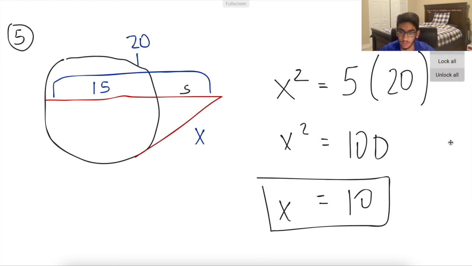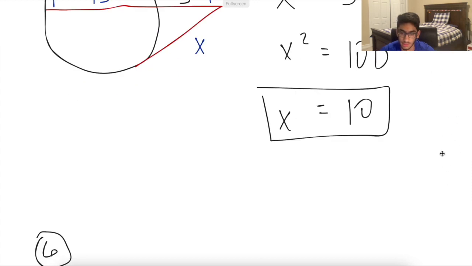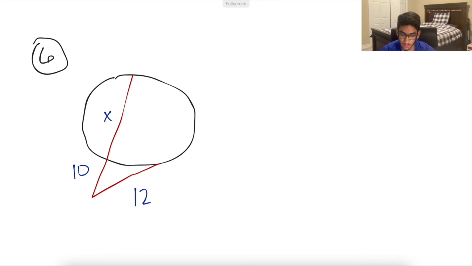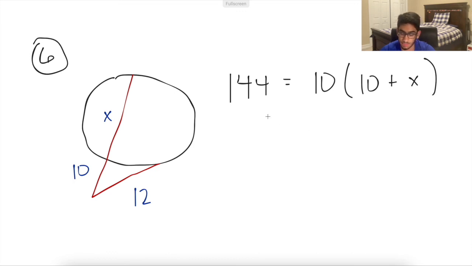So yeah. And then our last problem of the video. And so same scenario, same formula. Tangent squared, so our tangent in this case is 12. So 12 squared, 144, equals outside times whole. So the outside is 10, and the whole, just like the last type, you gotta do 10 plus x, because that is the whole. 10x is not the whole, 10 plus x is.